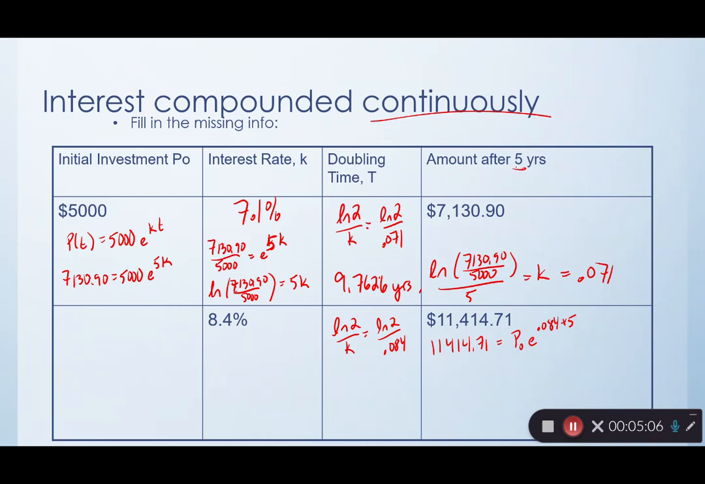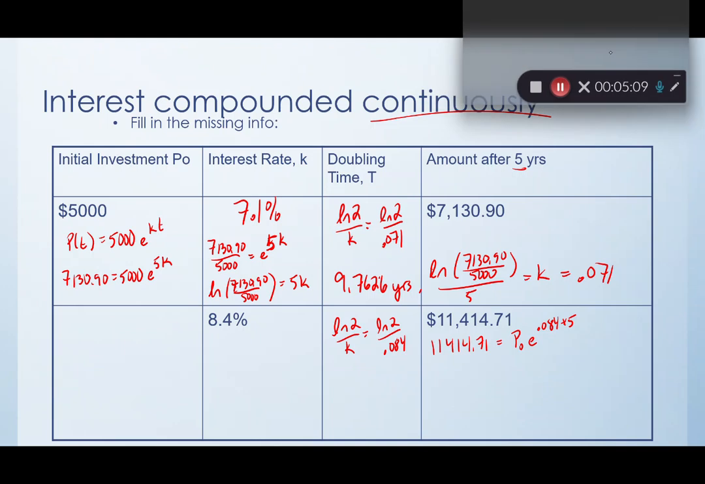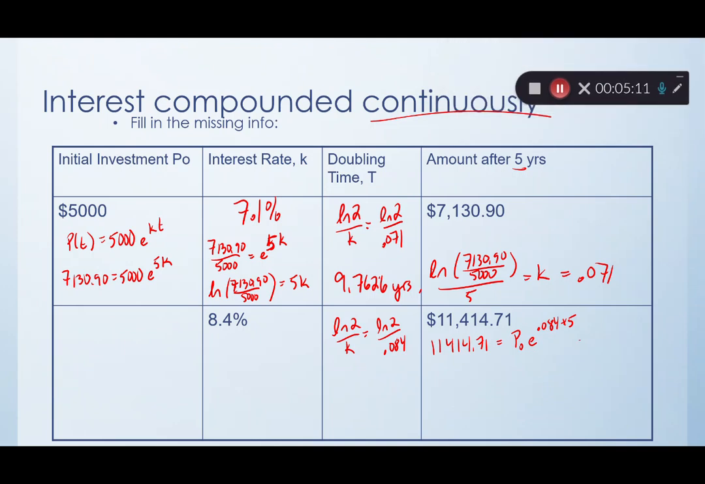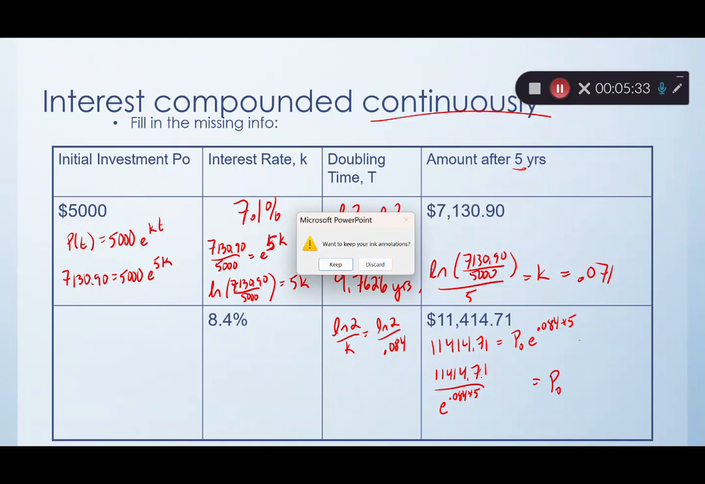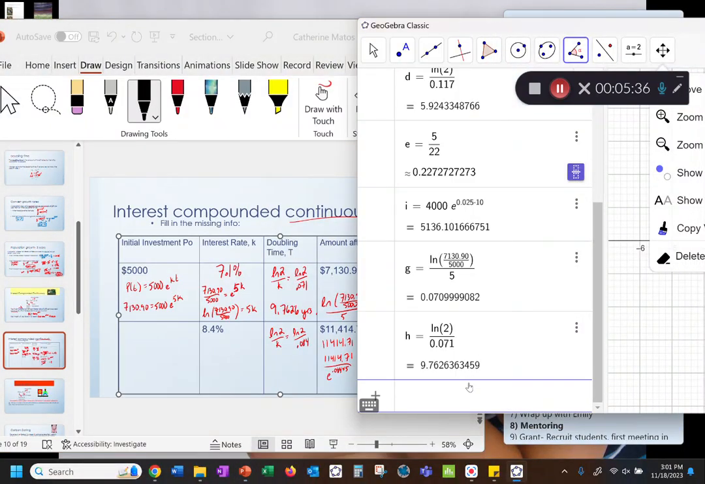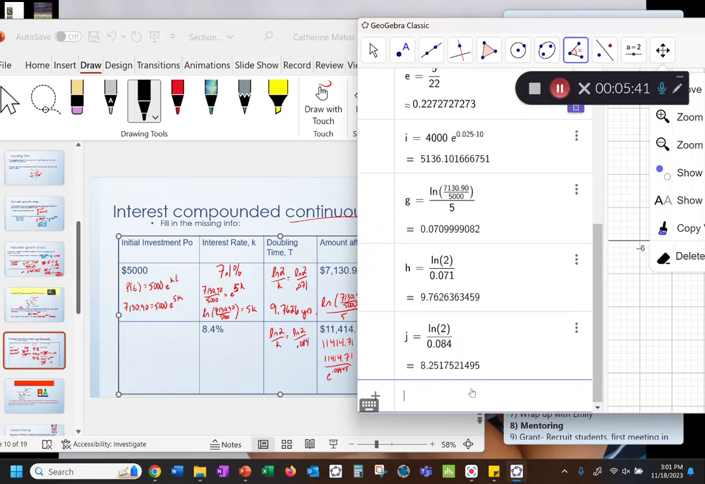So this one is actually much simpler than the last one. We just need to divide both sides by e to the 0.084 times 5. So we will get P0 equals 11414.71 divided by e to the 0.084 times 5. We've got to throw that into our calculator. So only the first one of these two really required us to remember anything about how to solve a log equation. All right, so first our doubling time, ln of 2 over 0.084, so 8.25 years.